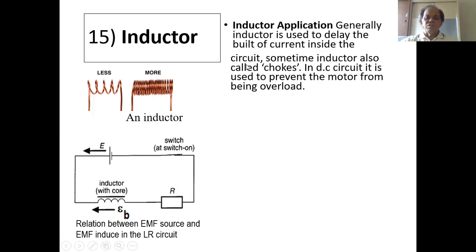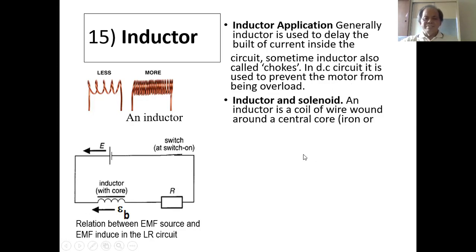Sometimes inductor is also called a choke. We are not interested in this one. This one is for rectification. In DC circuit, it is used to prevent the motor from being overloaded. You don't want the current to rise up too fast. You want it to rise slowly.